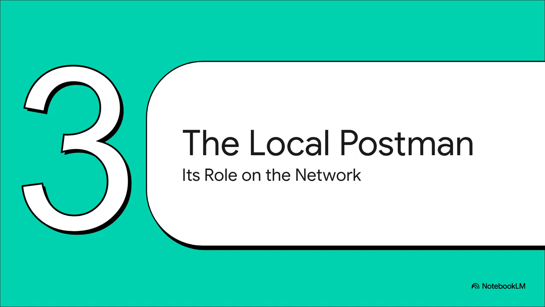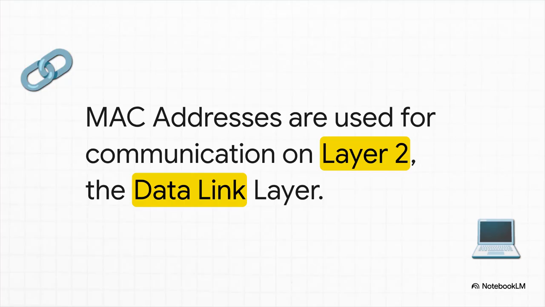Okay, so we've cracked the code of what it is, but what does it actually do? Well, let's imagine your MAC address is like a dedicated postman, but one that only works on your specific street. You see, in networking, everything happens in layers. MAC addresses do their work on a really fundamental level, layer 2, which is also called the Datalink layer. Sticking with our postman analogy, this is the local delivery layer. It's all about getting packages of data between devices that are physically on the same network.